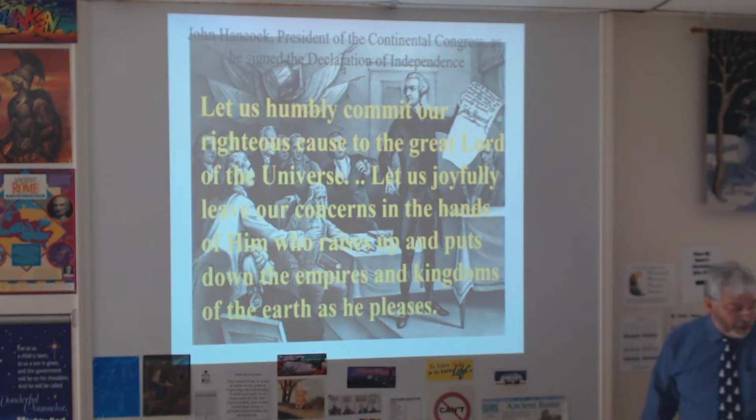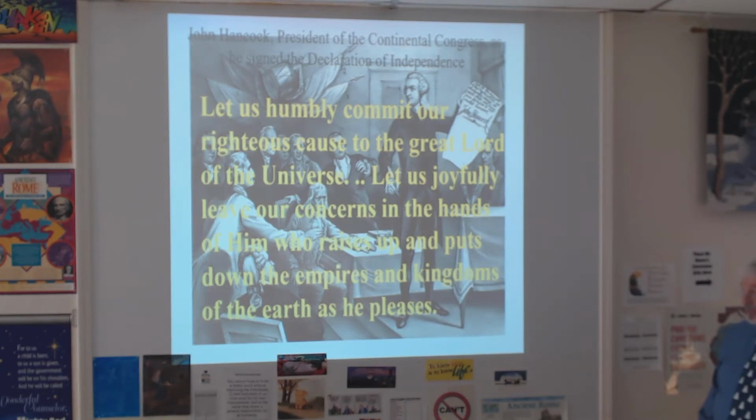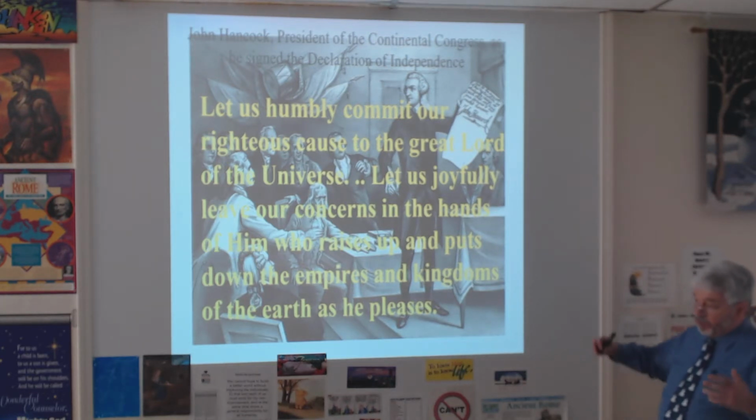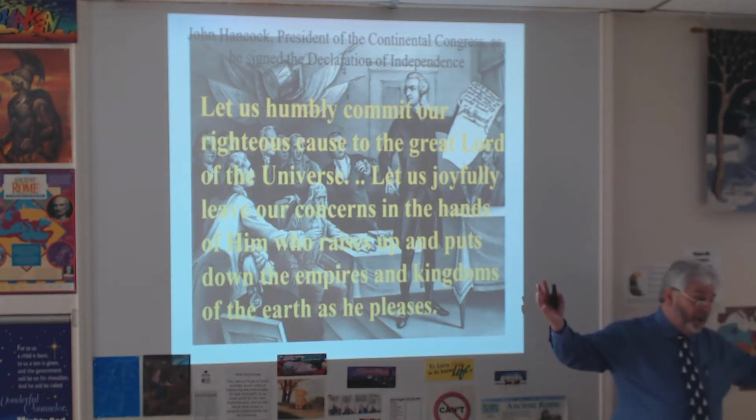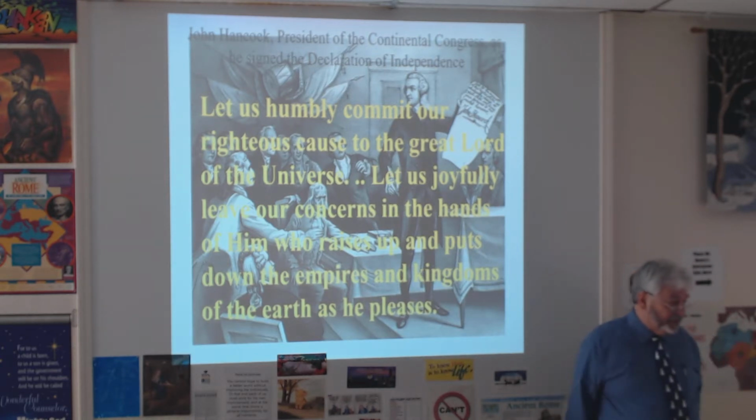And he said this: "Let us humbly commit our righteous cause to the great Lord of the universe. Let us joyfully leave our concerns in the hands of him who raises up and puts down the empires and kingdoms of the earth as he pleases." So Hancock is expressing his reliance upon God to help them in this undertaking.